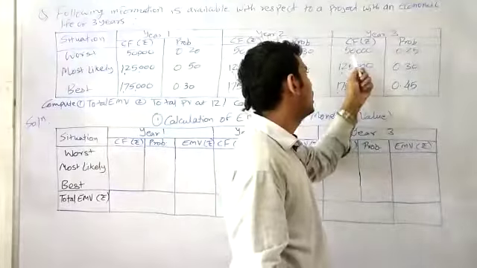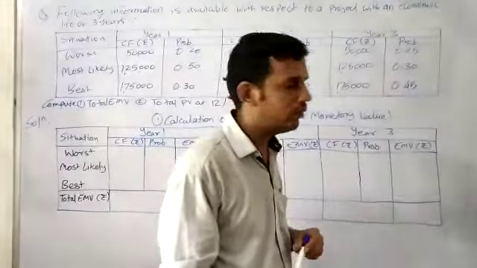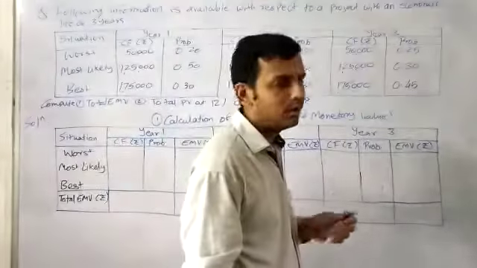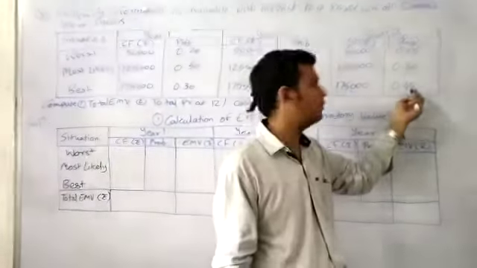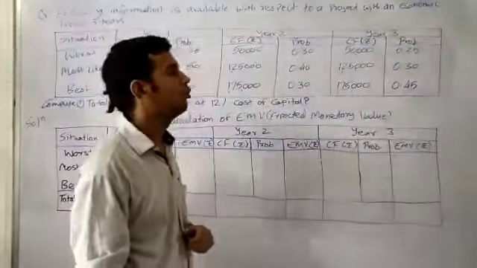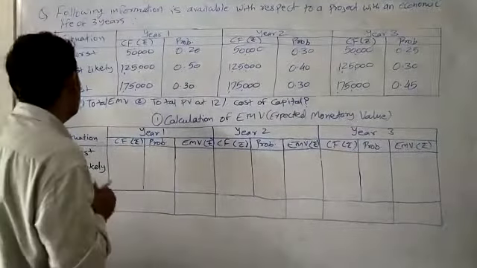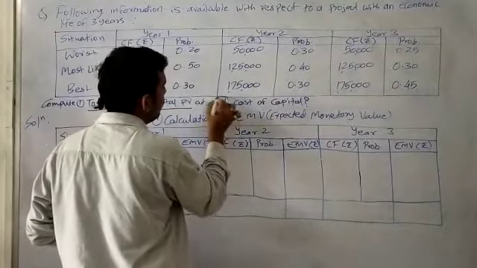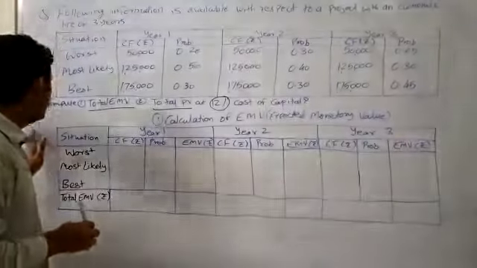In the third year, cash flow for the worst situation is 50,000, whereas probability is 0.25. In the most likely situation, cash flow is 1,25,000, probability is 0.30, and in the best situation, cash flow is 1,75,000 and probability is 0.45. What we need to compute is the total EMV as well as the total PV, and here the present value rate is 12% cost of capital. Now we will start with the solution.